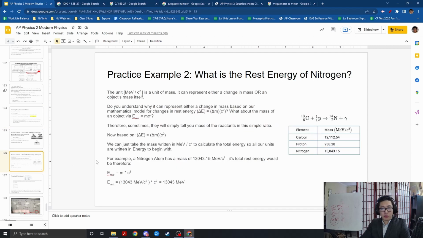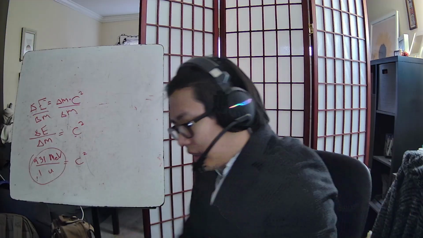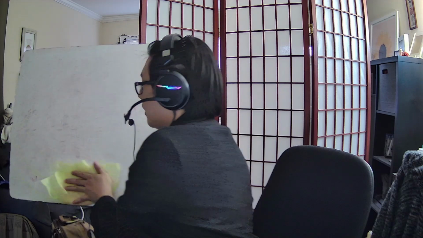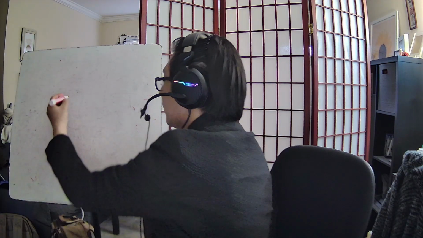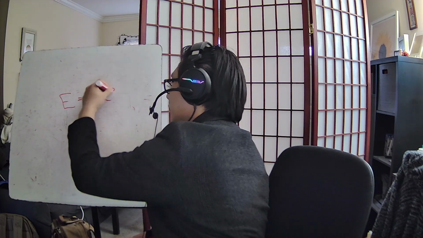Then practice problem number 2. What if we're already given mega electron volts over c squared as a unit of mass? So why is mega electron volt over c squared a unit of mass? I guess now's a good time for me to show you that as well. All right. So if we take a look over here, this is actually more relating to Einstein's rest energy equation.